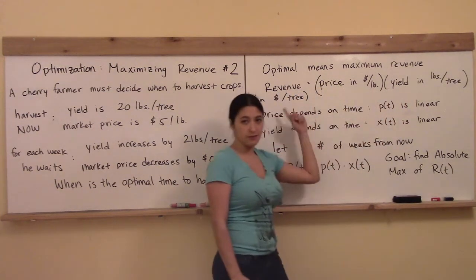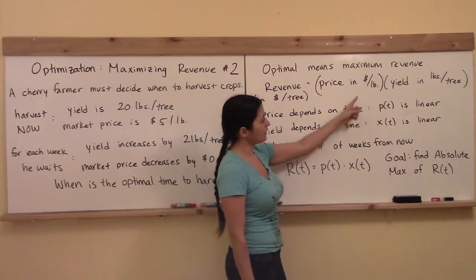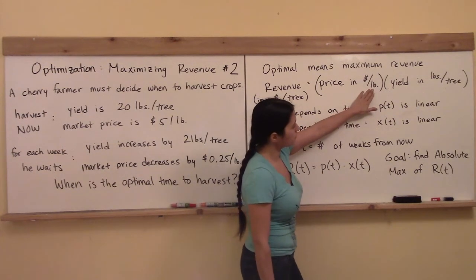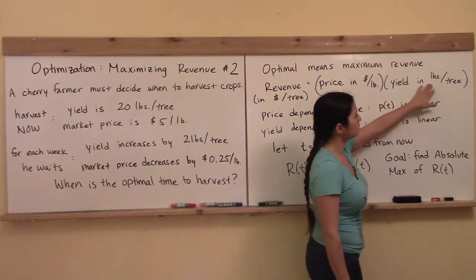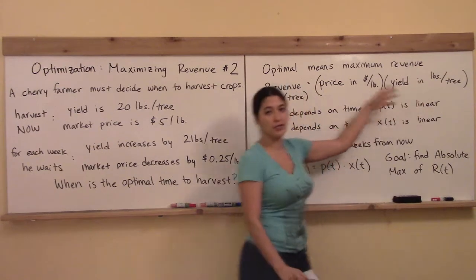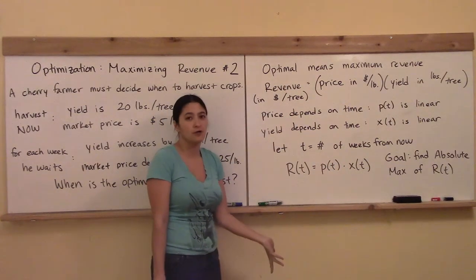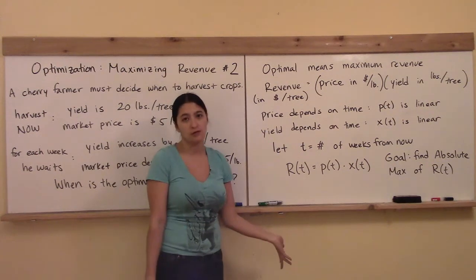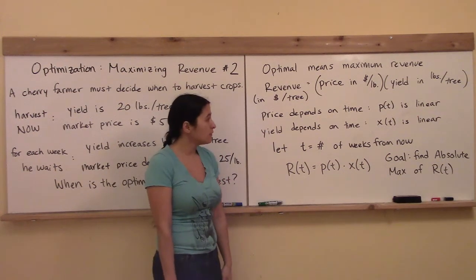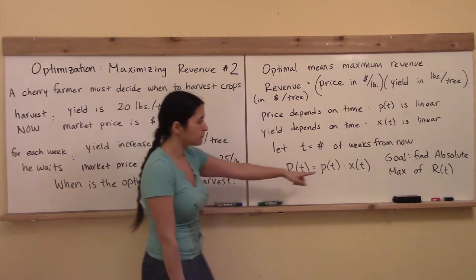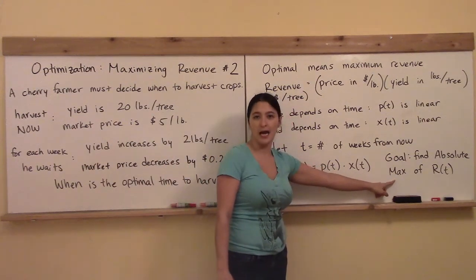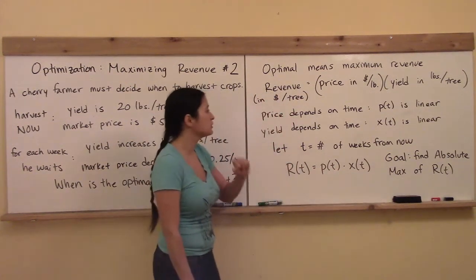You see, now that I've written down this product, when I look at the units, the pounds on the bottom is going to cancel with the pounds on the top, so I'll be left with dollars per tree, and that's what I thought my total revenue should be in. I don't know how many trees are on this farm, so I have to consider my revenue in dollars per tree. Okay, cool. So my overall goal here is to find the absolute maximum of that function.